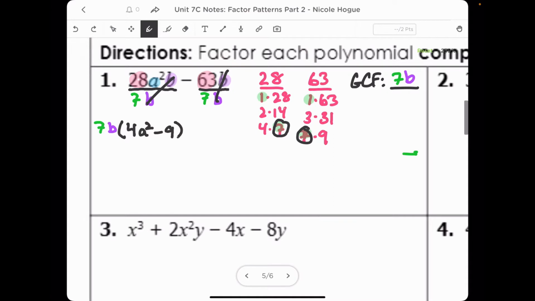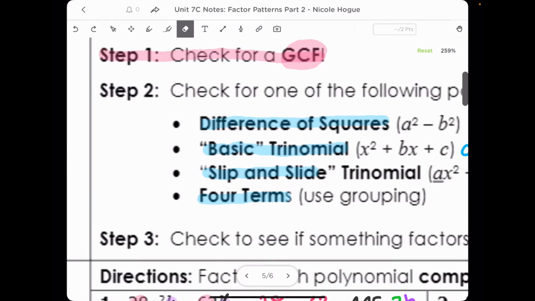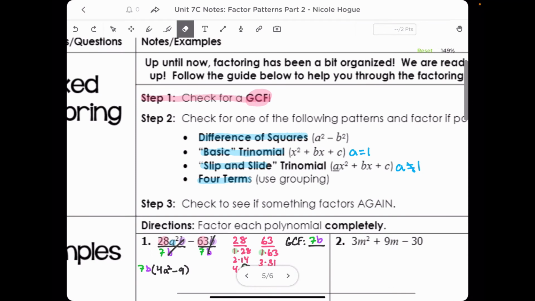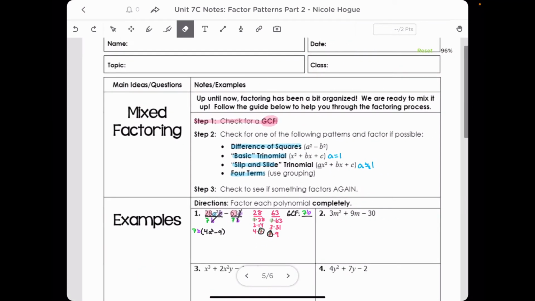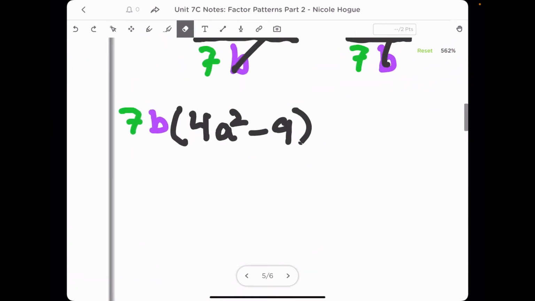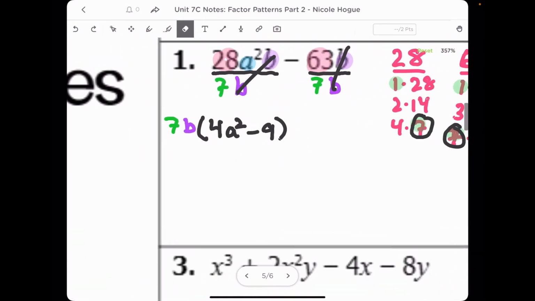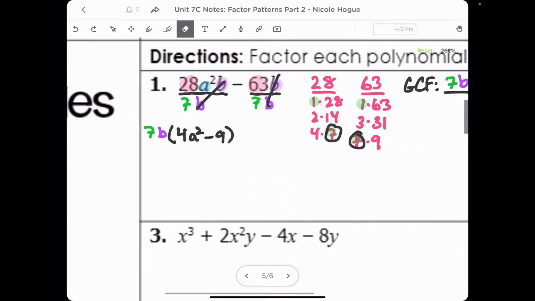Now that we are done with that, because we did our GCF, step 1 is done. We now want to check for one of the following patterns. Well, we see that we can try to check for difference of squares because we have a binomial. So what we want to check for is, are these numbers perfect squares? Talking about 4 and 9.